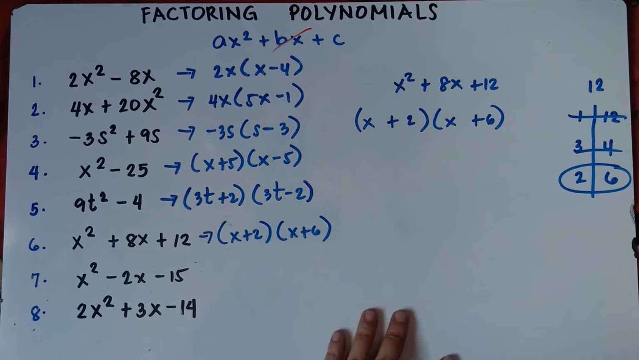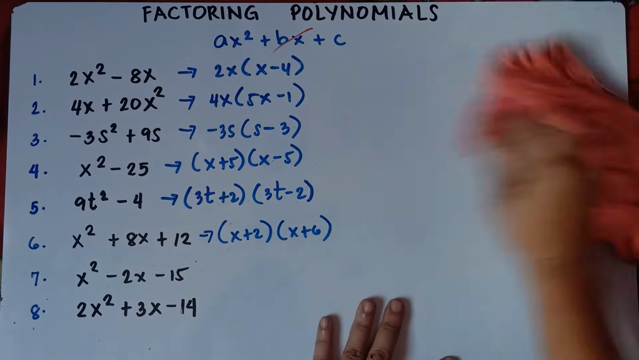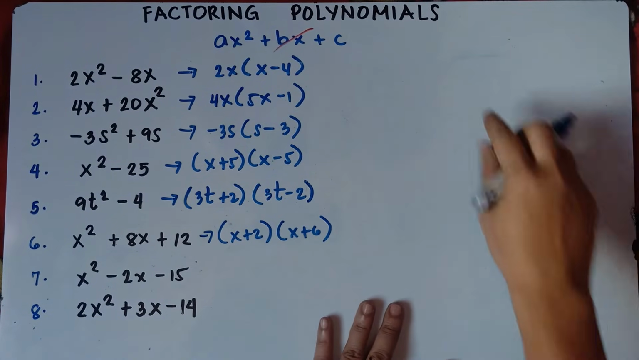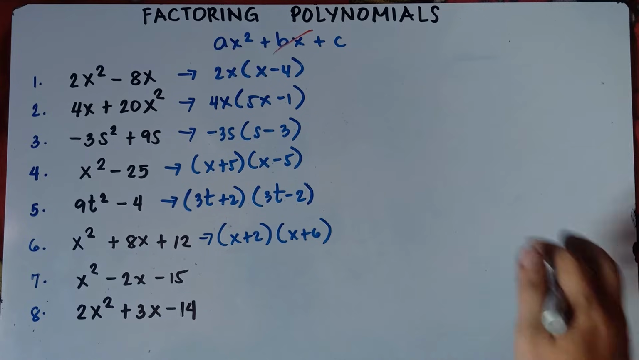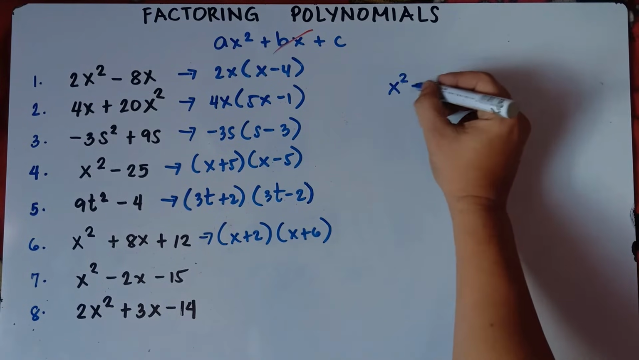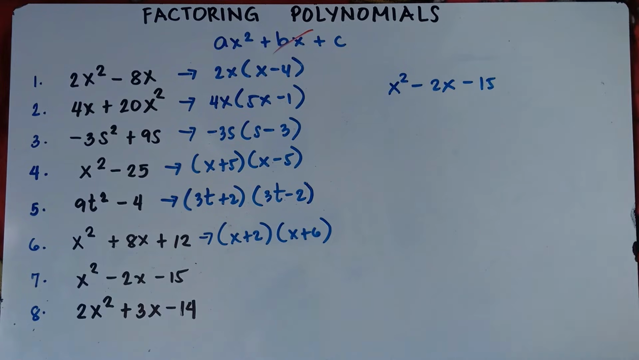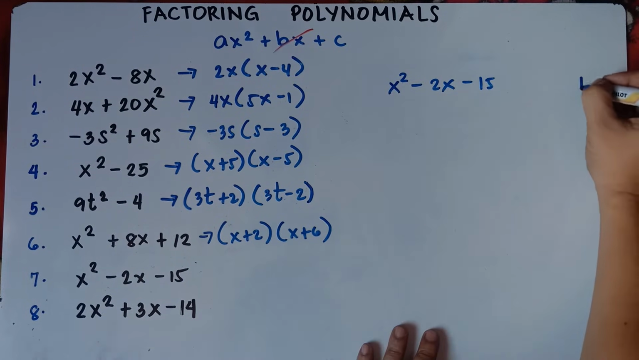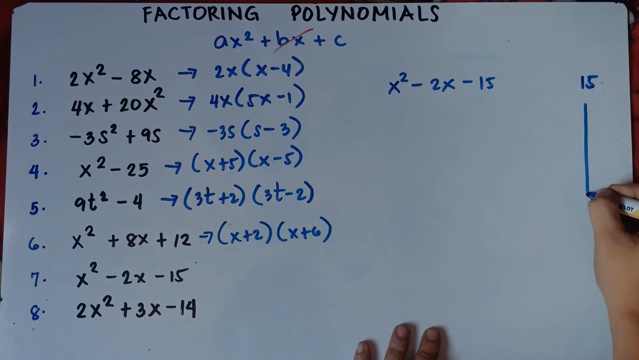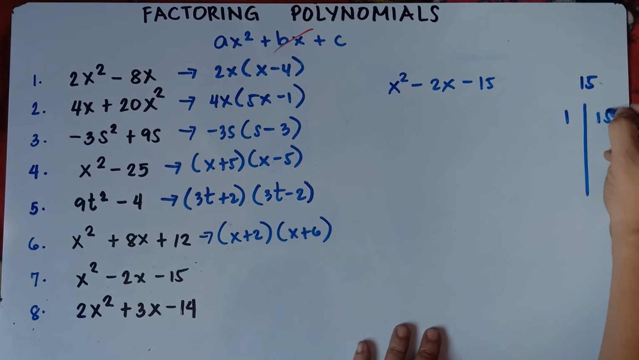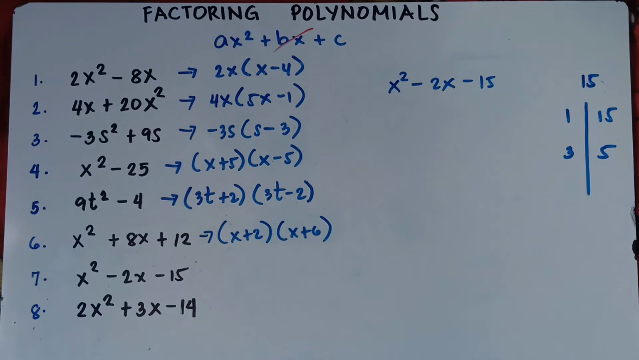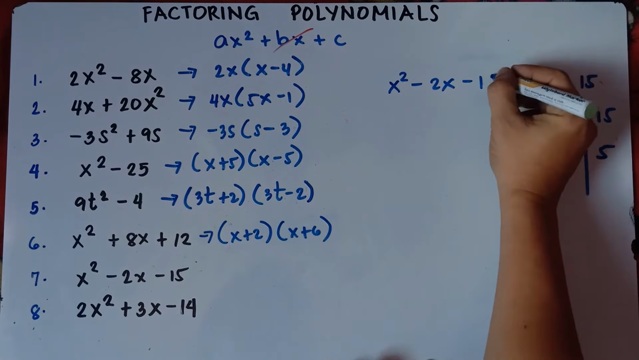So let's try number 7. What if we have x squared minus 2x minus 15? So what are the factors of 15? Of course, there will be 1 times 15 and 3 times 5, right? What else? Okay, there's nothing else for 15.